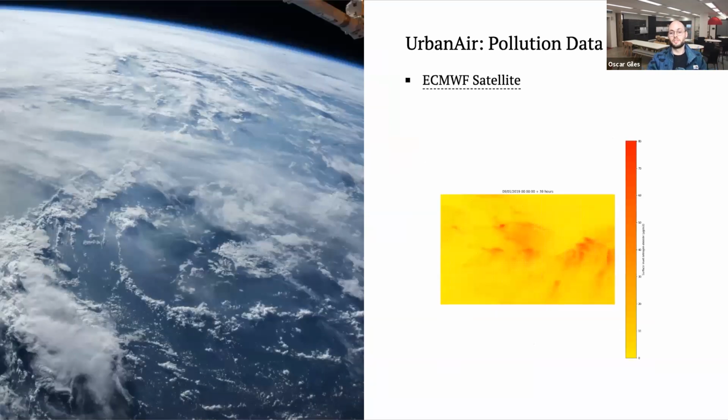Another source of air pollution monitoring is from satellites. The European Centre for Medium Range Weather Forecasts provide measurements of air pollution. These are at a much lower spatial resolution, but you can obviously see air pollution moving over a much wider geographic area.